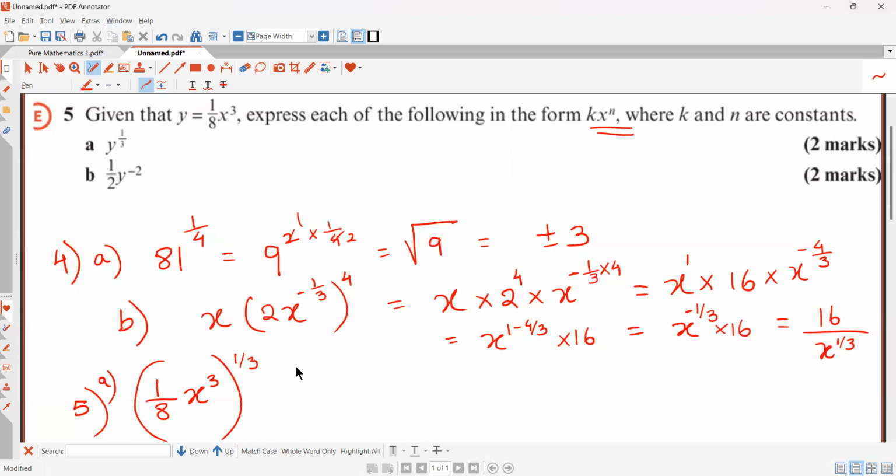I'm doing A part. Question number 5, A part. If I open the bracket, 1 raised to 1 by 3, because I told you 1 by 3 is for every number over there, every letter over there. 8 raised to 1 by 3, correct? Multiplied by x raised to 3 into 1 by 3. 3 and 3 get cancelled. You are left with x. What is 1 raised to anything? Remember, 1 raised to the world is 1. 1 raised to the universe is 1. Remember that. 1 raised to anything, the answer is always 1 only.